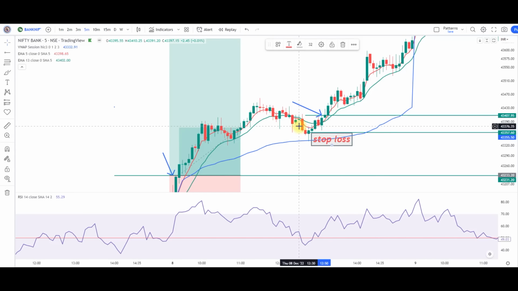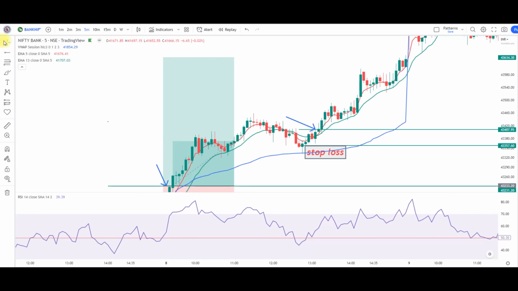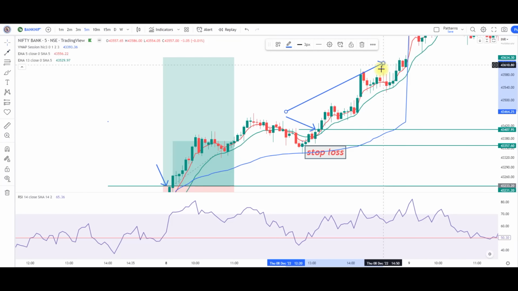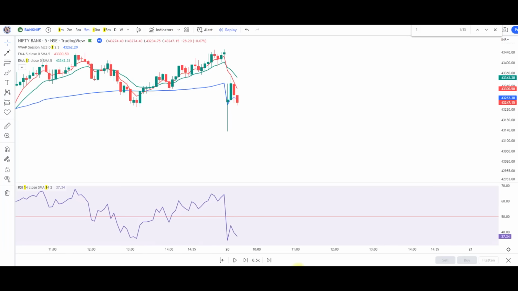On the same day, we got 2 entries in Bank Nifty. After that, we can see here we got a nice up move. So you can book your profits. You can trail along with the 5 EMA, or you can book the profit according to a risk reward ratio. We will look at an example for the sell side.